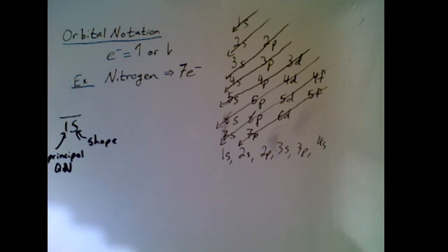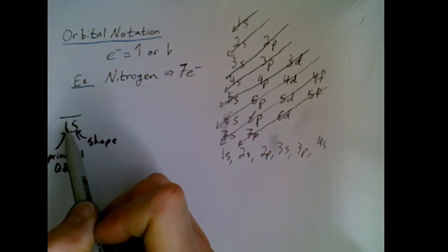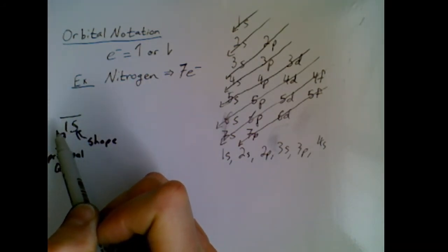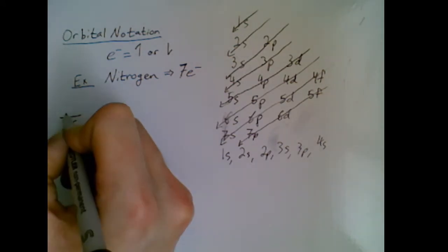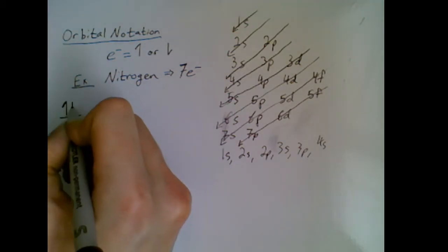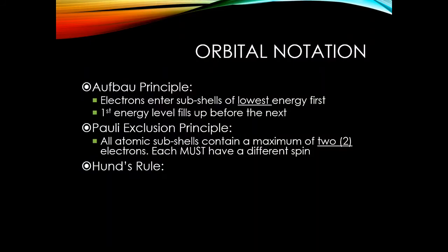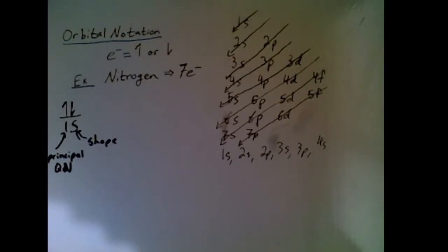Now, we can also next fill this with electrons. So what we're going to do is we're going to draw electrons as arrows, and we have to make sure those arrows point in opposite directions. Why? Well, that's another rule, which is called the Pauli exclusion principle. Every subshell can hold a maximum of 2 electrons, but they have to spin in opposite ways. So that's why I've done this.